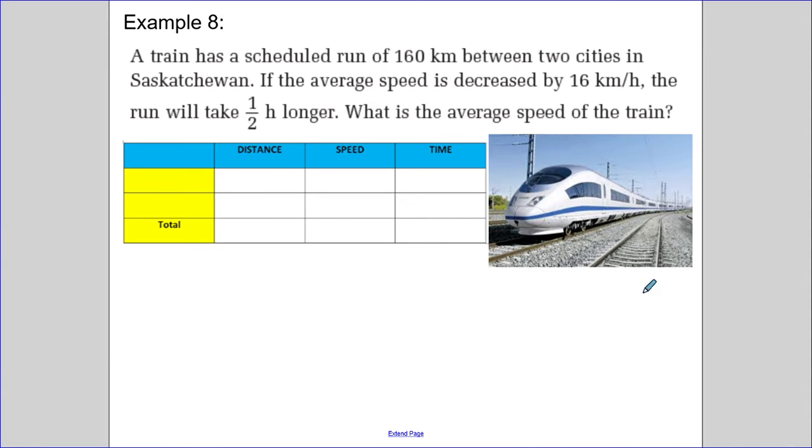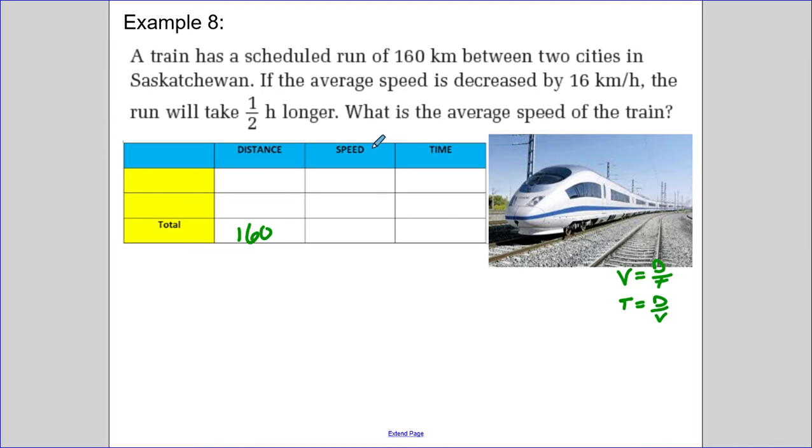Alright, so some prior knowledge from the last question. Remember, we had taken a look at distance, speed, and time, and we had determined that speed was equal to distance over time, which then also meant that time was equal to distance over speed through a little formula rearrangement. So if I were to fill in what I have here now, the train is a scheduled run of 160 kilometers between two cities, so its total distance traveled is 160 kilometers. If the average speed is decreased by 16 kilometers, then it's going to take a half hour longer than normal.